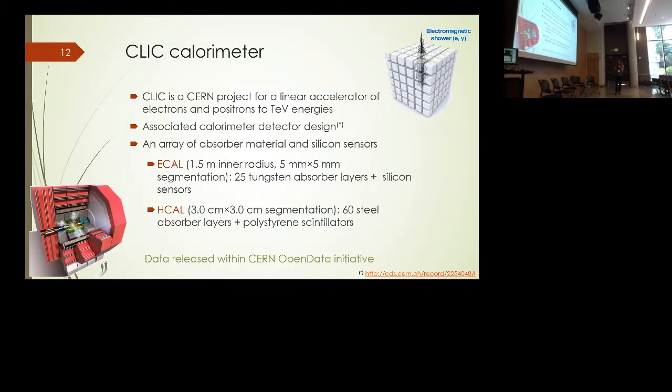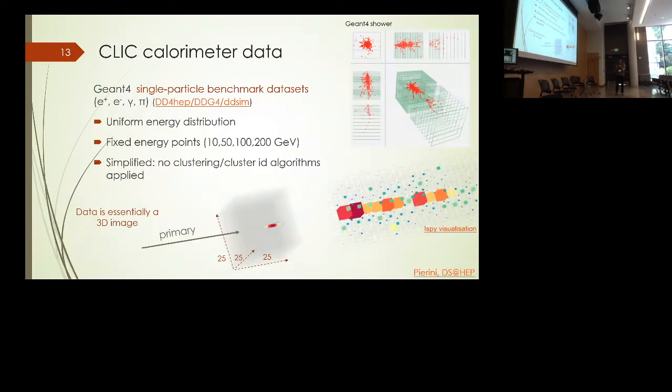What's good about this model is that the data has been released through the CERN Open Data Initiative, so it's available for everyone to use. In particular, the data sets were generated with GeantV through the DD4hep framework. There are two kinds of them: energy distribution and fixed energy. Those are simplified data simulations, meaning that, for example, there is no clustering algorithm applied, no clustering ID applied.